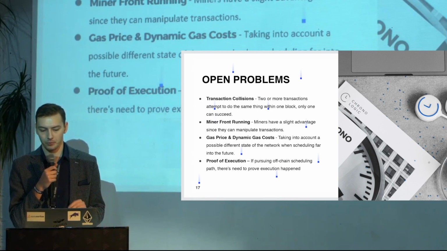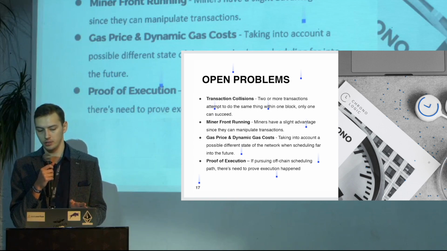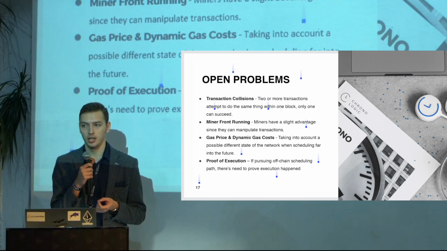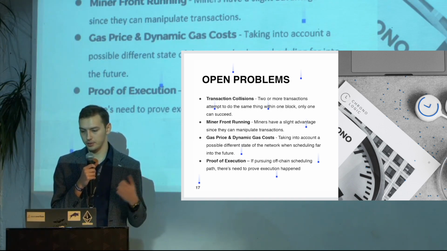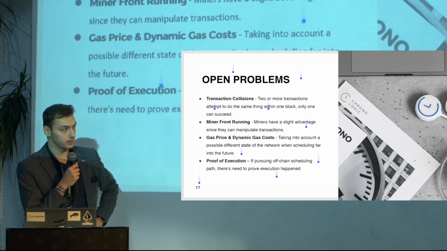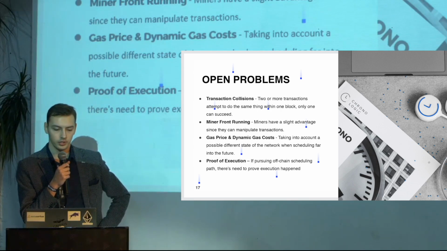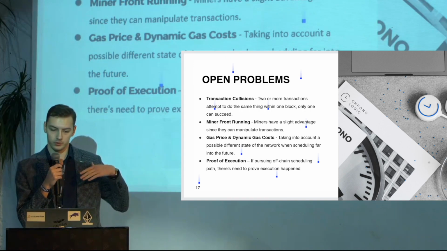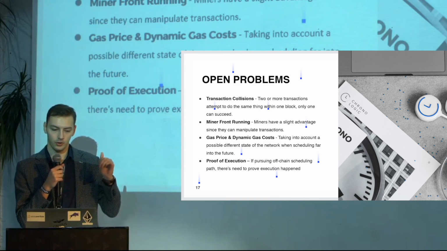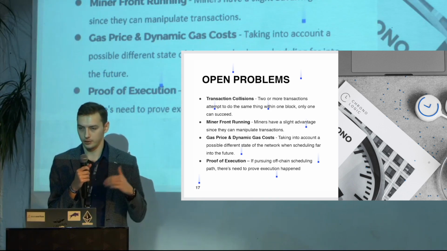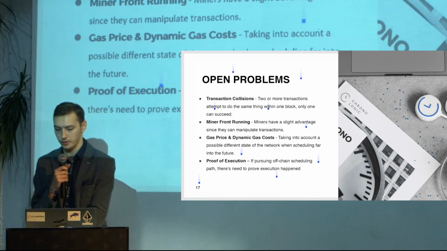Another thing, if we would go with off-chain scheduling, is proof of execution, which means we only want to pay the bounty if someone really executed this transaction. And this is also not trivial, and we came to the conclusion that to schedule transactions on Ethereum in an off-chain way, you basically need to build another blockchain for that.